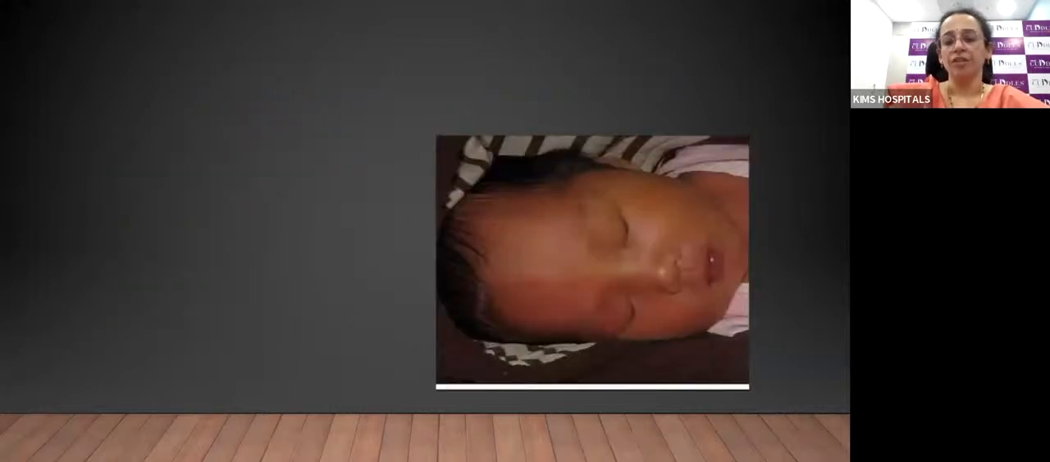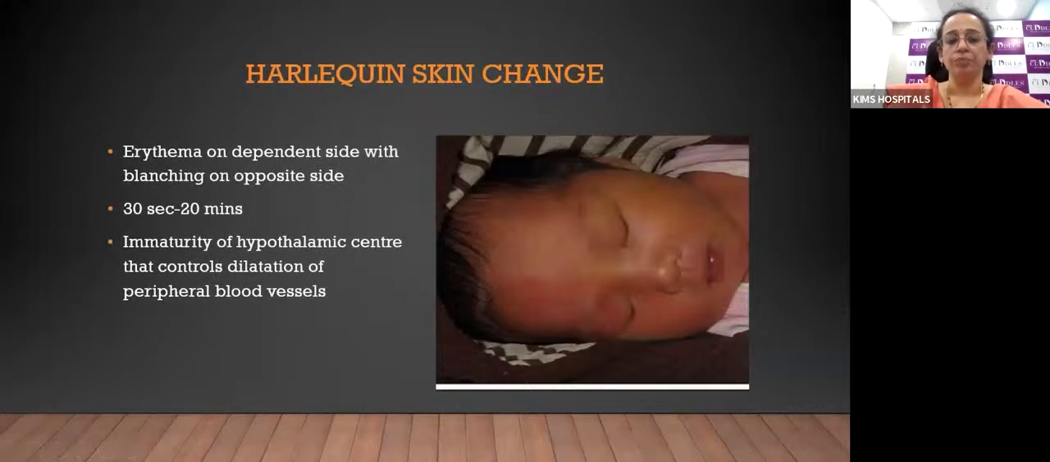What we can see in this picture, we can see a baby with a slightly more erythematous part on the dependent area when compared to the upper part. So this part appears lighter when compared to this part. This is also a benign condition called harlequin skin change. So this can last for up to 30 seconds to 20 minutes. This is also due to immaturity of the hypothalamic center that controls the dilatation of the peripheral blood vessels.